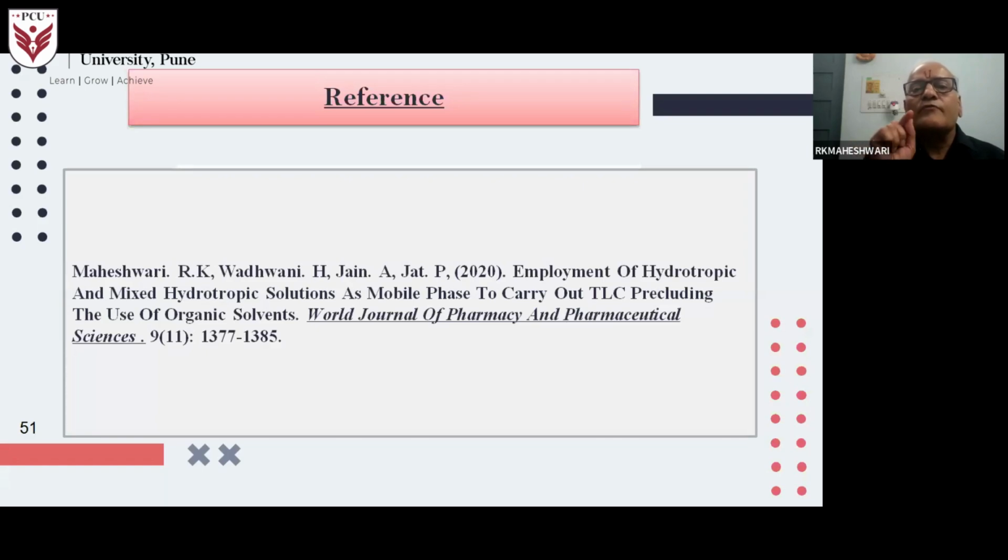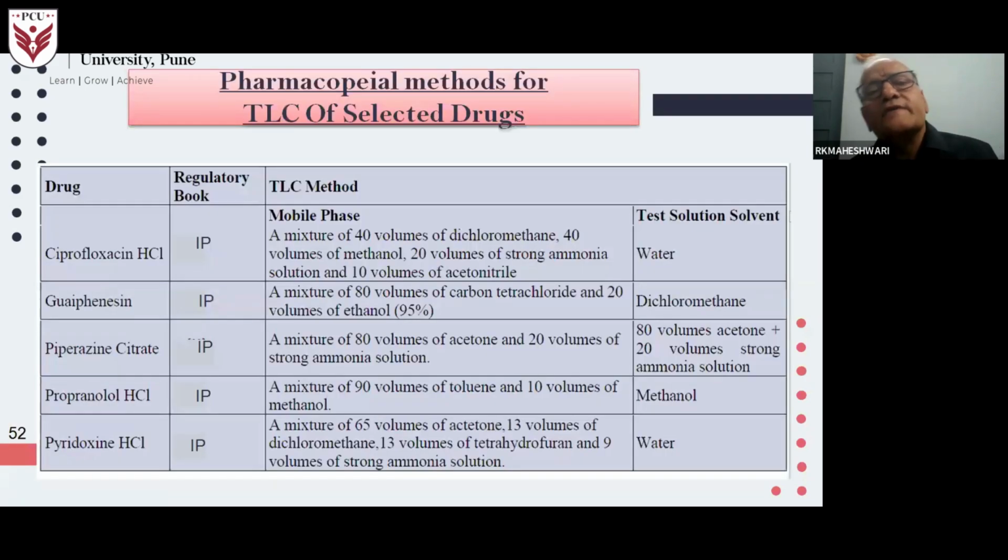Now here, I will give one example of a published paper. Three M.Pharm students did this work. As you are seeing the title, it is before you. Without organic solvent, you are performing the TLC. What has been done in this particular project? Nine water-soluble drugs were given to three M.Pharm students.